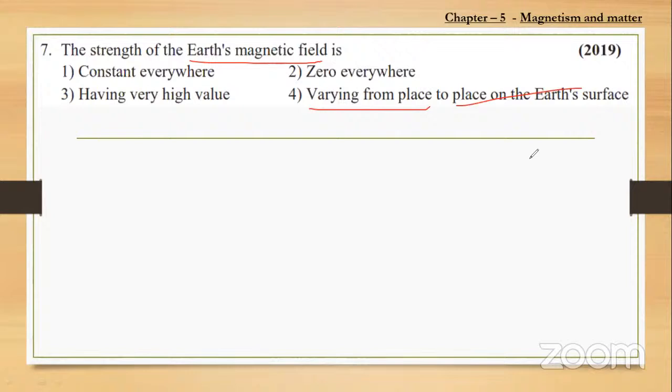So by that, there will be a non-uniform distribution. If in case there is a cave or a well, their magnetic field is going to decrease or increase, depending on the materials over there. If in case there is much more iron ore present, definitely their magnetic properties will be higher. So like that, place to place it's going to vary. So that's why the answer for this question is the fourth option.